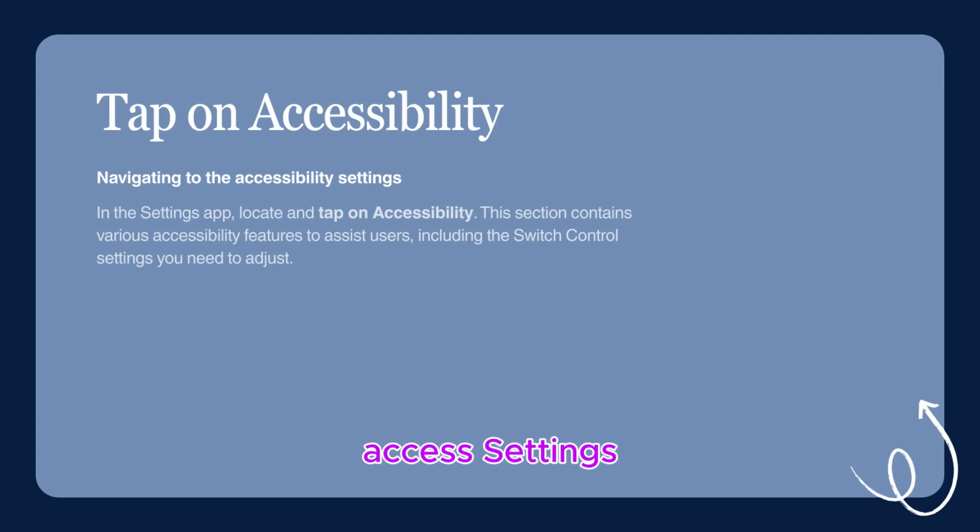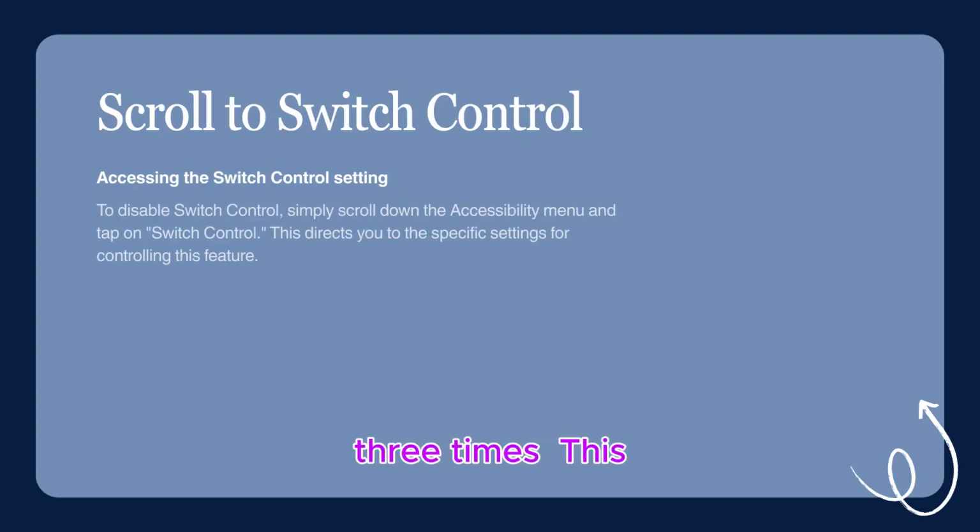If you can't access settings because switch control is active, you can use a hardware shortcut. Quickly press the side button or home button on older iPhones 3 times. This will bring up the accessibility shortcut menu. If you have it enabled, tap switch control to turn it off.